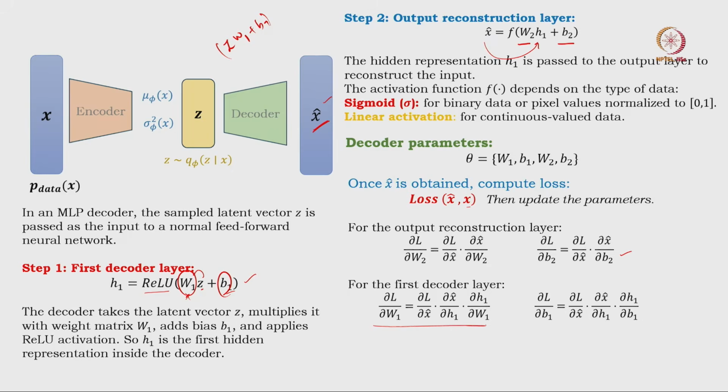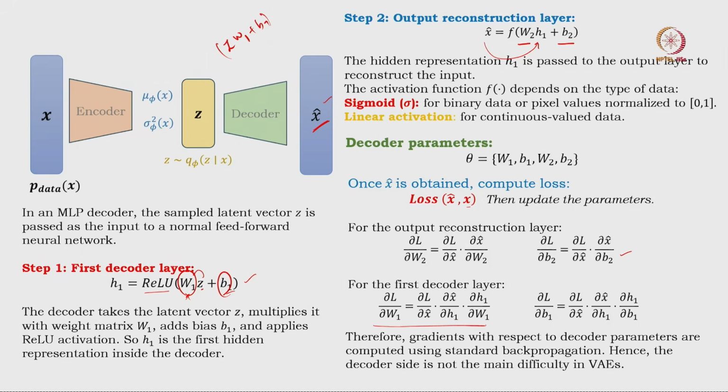If you want to update the weight W1, the path during back propagation is first reaching x hat, and from x hat reaching h1, and from h1 reaching W1. This is the chain rule. Here also we can compute values for each term. Therefore, can we say that the gradients with respect to the decoder parameters W1, W2, B1, B2 are all computed using standard back propagation? Hence, in a standard VAE, the decoder side is not a problem.